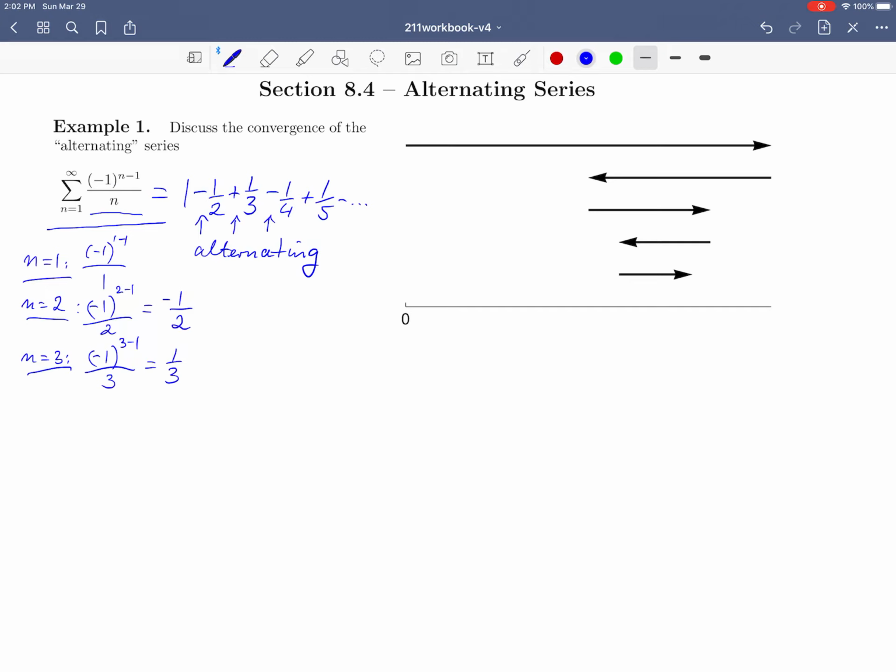This is called an alternating series, and the alternating comes from the fact that the signs of the different terms are alternating between positive and negative. So we go positive, negative, positive, negative, and so on. Now, when you have a series like this that alternates in sign, and there are a few other things that we are going to observe about it, we can get a pretty good feeling for whether it's going to converge or diverge.